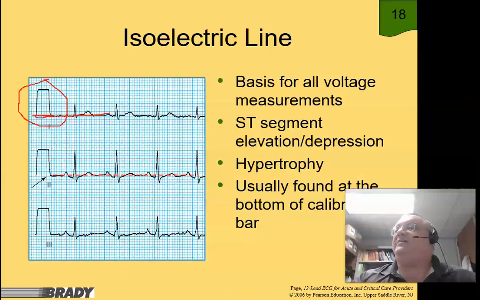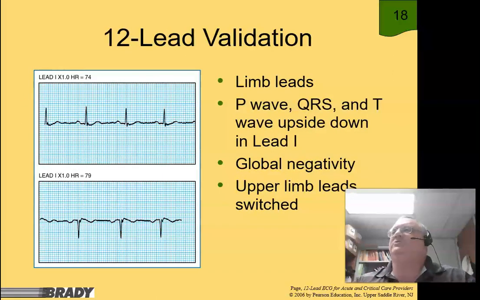And it's usually found at the bottom of the calibration bar is where your isoelectric line is. So if you draw the line from there to there, as you notice, boom, there's your isoelectric line. And that's where you should be doing your measurements off of, especially when we start talking about ST elevations, ST depressions, all right? Because sometimes it can get a little bit tricky.